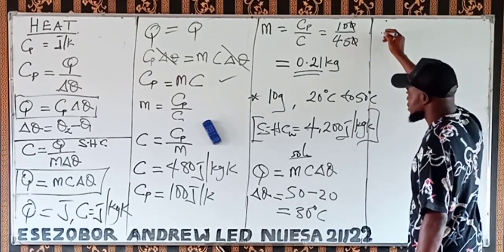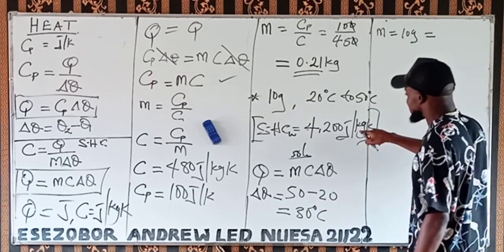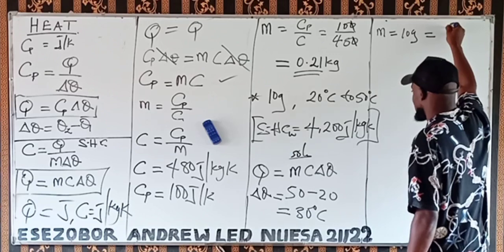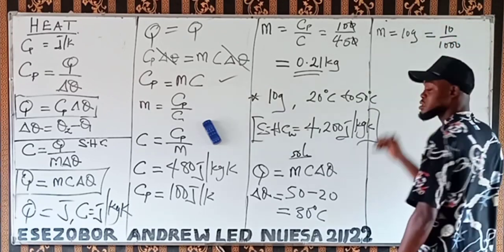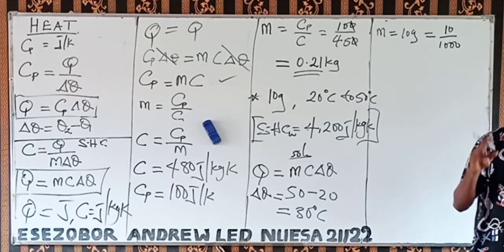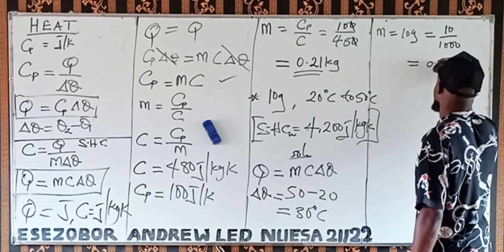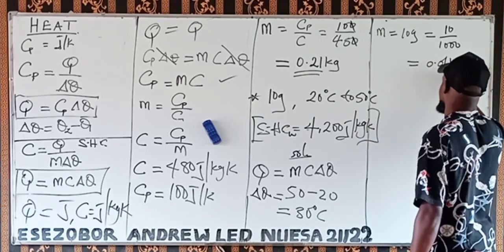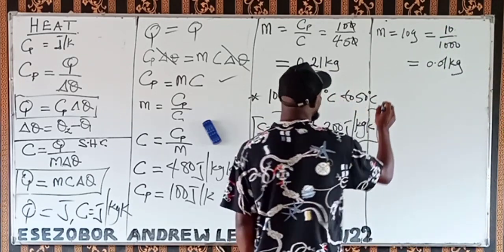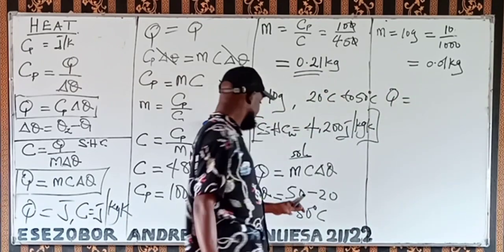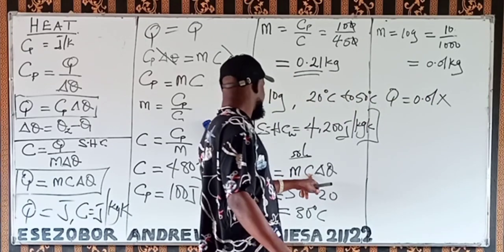Then, what about the mass? Mass is equal to 10 grams, but this one is in kilogram. So I have to convert to kilogram by dividing by 1,000, because 1,000 grams is equal to 1 kilogram. To convert from grams to kilogram, divide by 1,000. That's going to give us 0.01 kilogram.